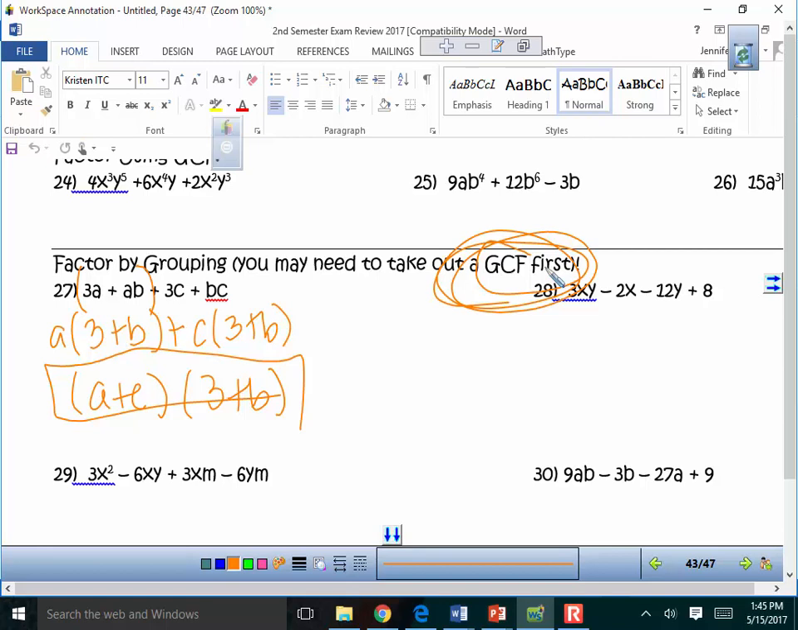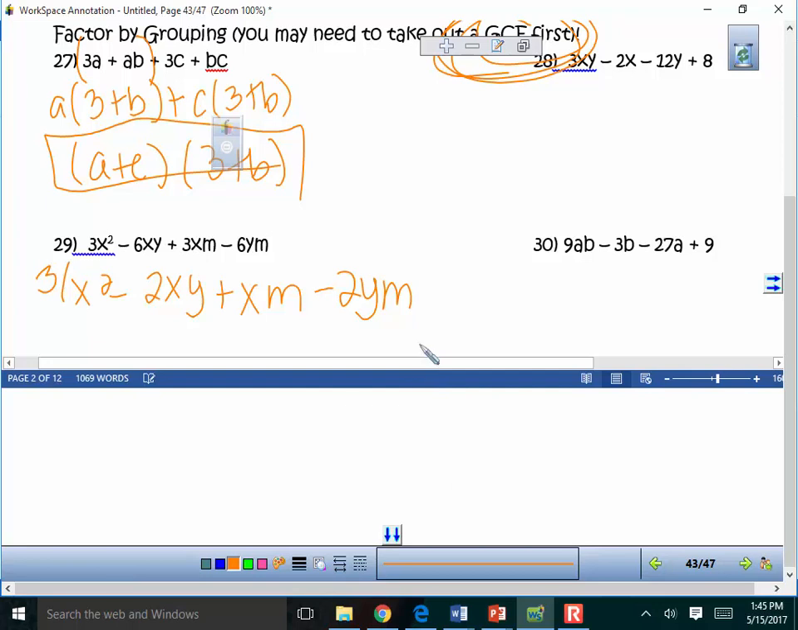3 is the GCF on number 29, so we're going to go ahead and factor out the GCF, which is 3, and that leaves us with x squared minus 2xy plus xm minus 2ym. Any questions? Would that be the answer? That is not the answer. We're not near the answer, actually.